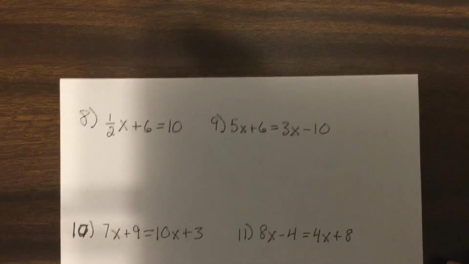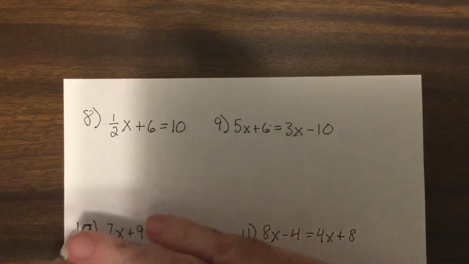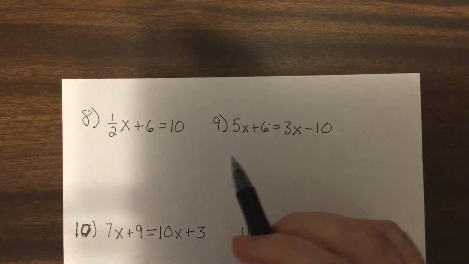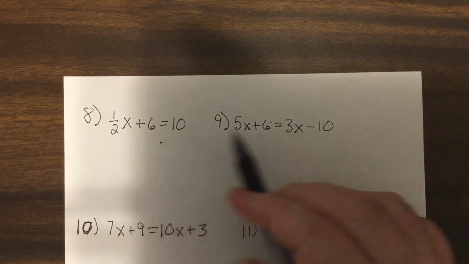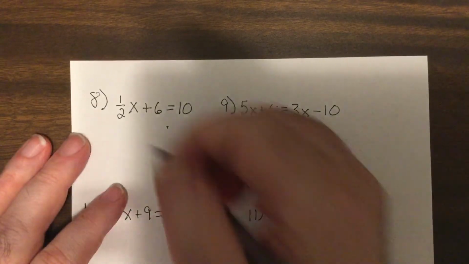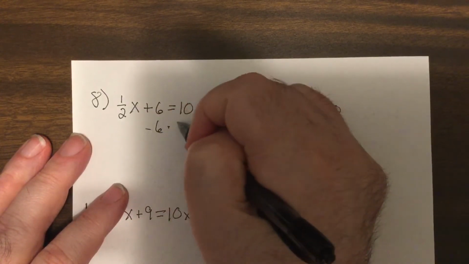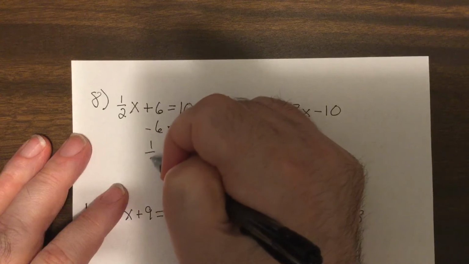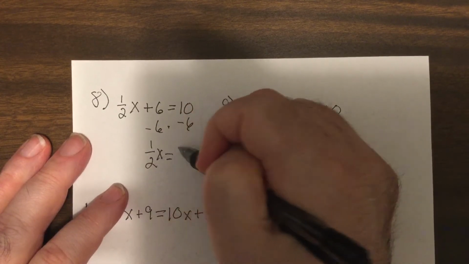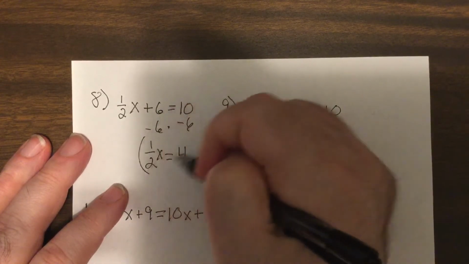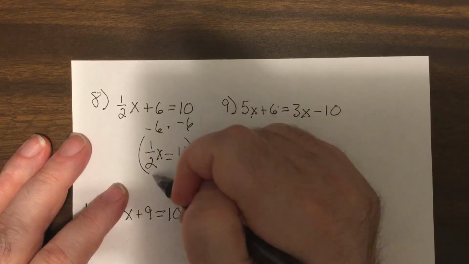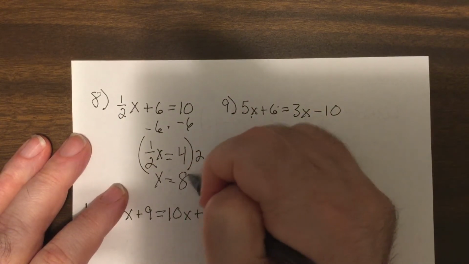So, try these two for me. Don't look at these. Just try these. Now try these two. Go ahead. Okay, so I'm going to subtract 6. So I have 1/2 x equals 4. Multiply by 2. So x equals 8.